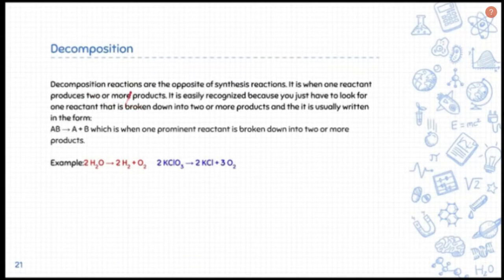Decomposition. Decomposition can be thought of as the opposite of a synthesis reaction. It's when one reactant produces two or more products. It is easily recognized because you just have to look for one reactant that is broken down into two or more products. It's usually written in the form AB yields A plus B. This always makes it so much easier to understand. So for example, here the H2O would be the AB, which yields H2 plus O2. So the H2 would be the A and the O2 would be the B.